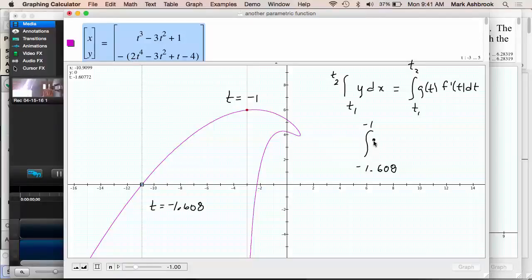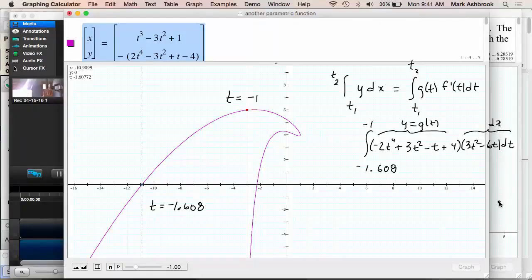That's y. I'm going to distribute the negative. Right, so that's g of t, or y equals g of t. F prime of t is 3t squared minus 6t dt. And what is this? This is our dx. dx is f prime of t dt.